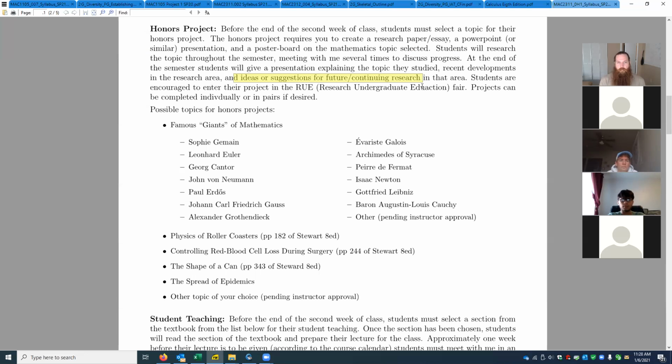So the research project should give me a little summary of the area, a meaningful discussion of what research has been done, and then a little discussion of what research might be done in the future.